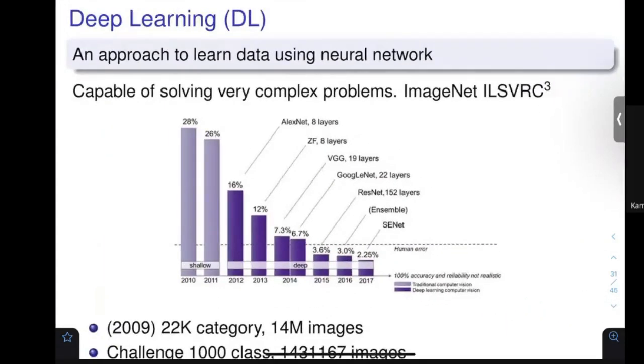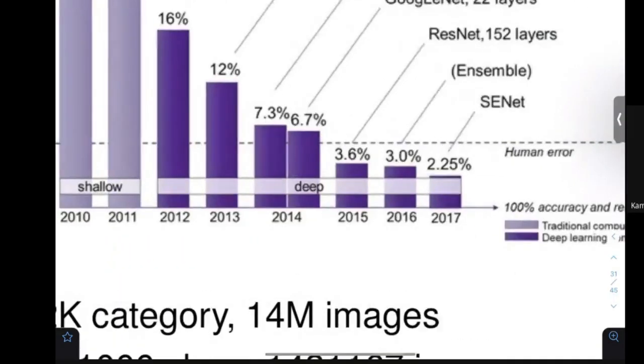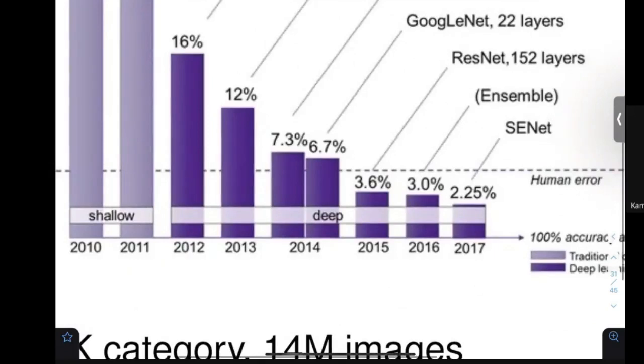So you can see that the systems which for a very long time were not able to deliver, suddenly when deep learning came, started delivering results to the community. That's why we have a lot of interest in this particular domain, and we want to see all these architectures one by one and try to learn from them.